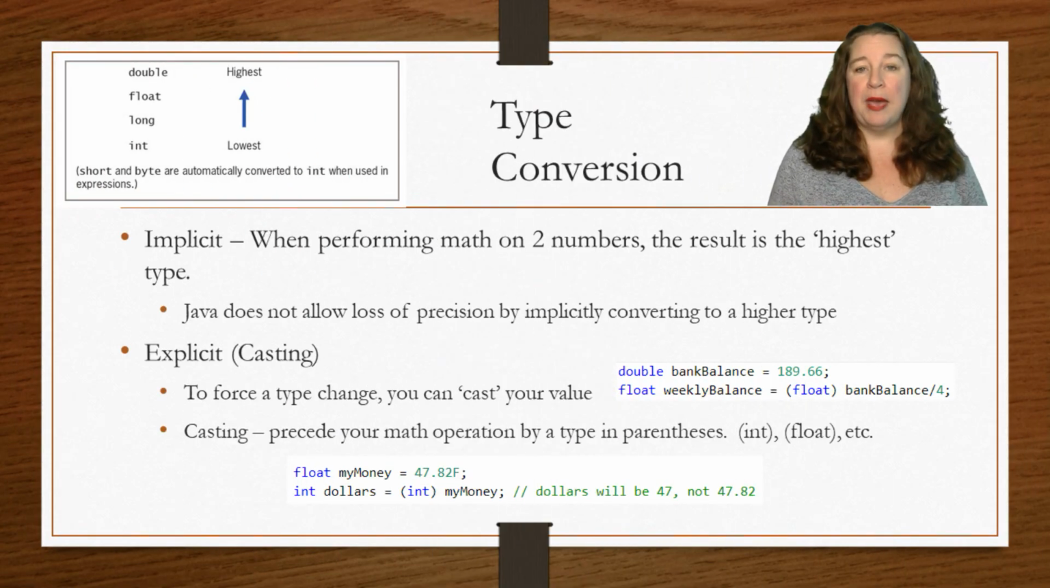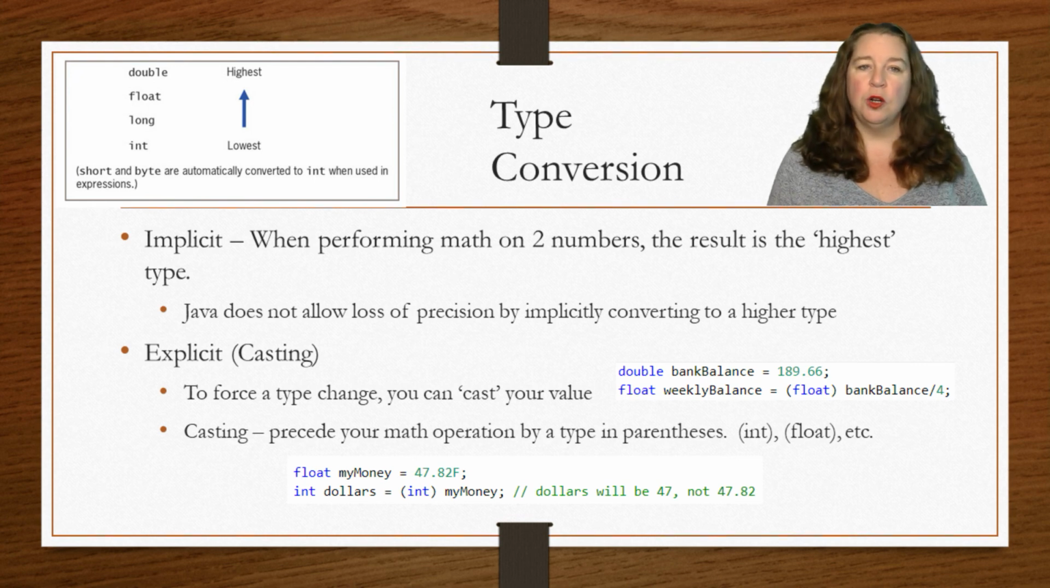When you are performing math on 2 different numbers, the result is always the highest type. So in order of height of types, integers are the lowest, followed by longs, followed by floats, and doubles are the highest. Shorts and bytes are converted to integers when used in expressions, so that's why they aren't included here. So an integer is the lowest form.